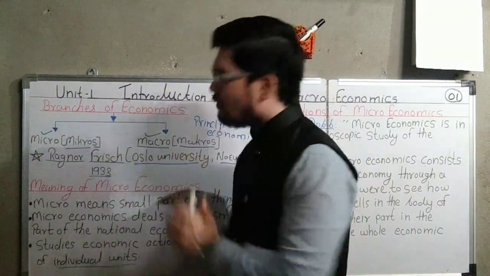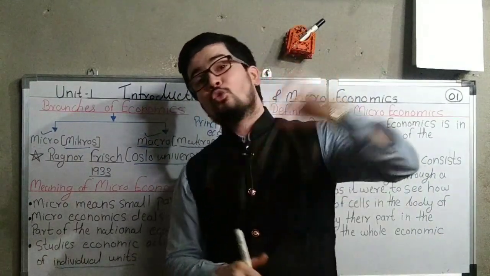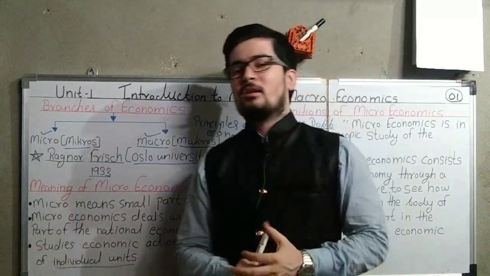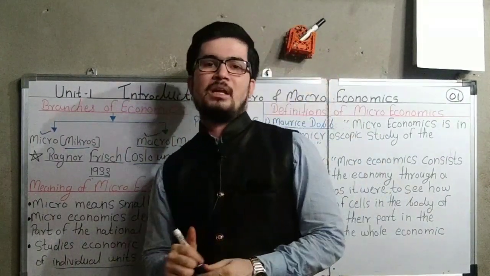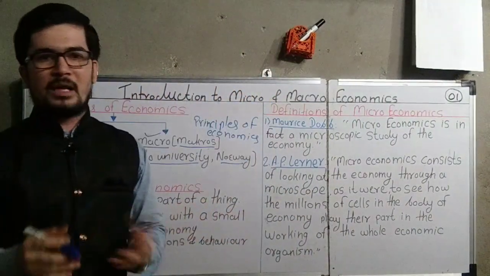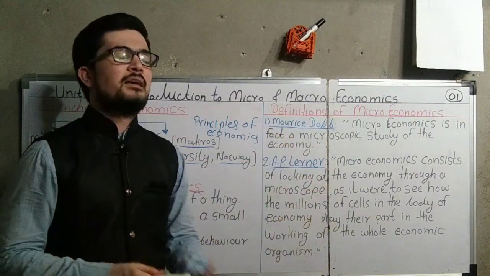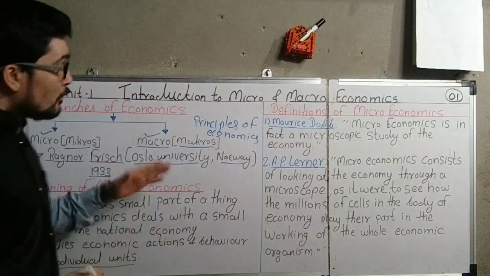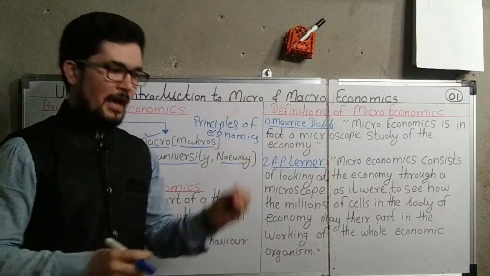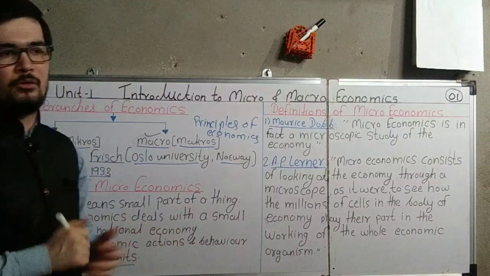If we look at the history of microeconomics, it dates back even 2000 years. But from where the actual study started, there are three schools of thought in economics. First is classical economics, second is neoclassical economics, and third is Keynesian economics. Microeconomics started before the classical economists, but Adam Smith and David Ricardo are the two persons who contributed a lot to the development of microeconomics.